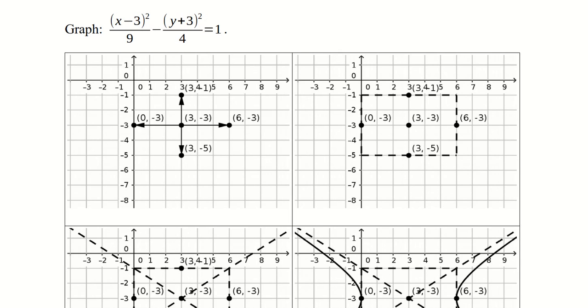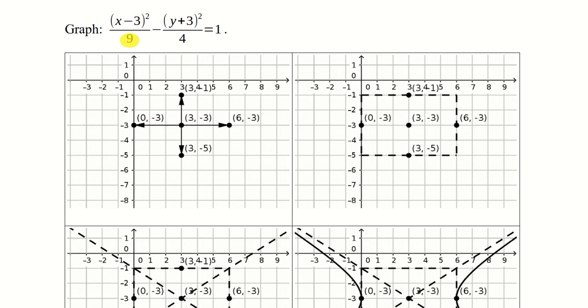We're going to do exactly what we've been doing, that is using h and k to find our center. h is 3, k is negative 3, so we find our center. x equals 3, y equals negative 3. Then we use our offsets. Let's start with the horizontal offset in the x direction. Downstairs is a 9. That's telling us that a squared is 9. Therefore, a is 3. That's telling us to go 3 units to the right and 3 units to the left to find two of our points for our representative rectangle.